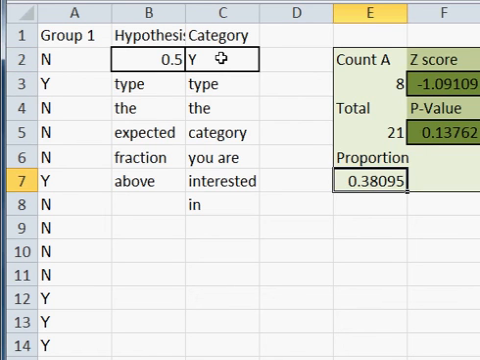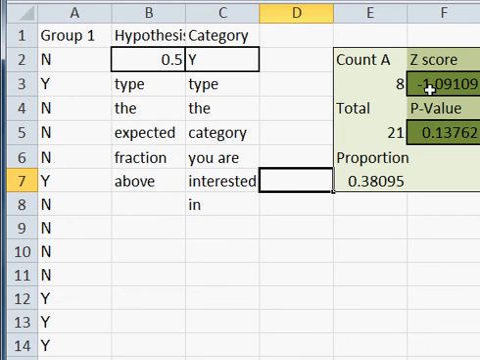So the actual proportion was 38%. Clearly not half, but maybe the goal was to get to half, and they didn't quite make it. And so the question is, did they not get there because of randomness, or because the theory really was something else? Using the 21 observations in our calculator, we get a z of negative 1.091. The reason it's negative is because the actual proportion was under our hypothesis, and the z-test gets you a negative sign.